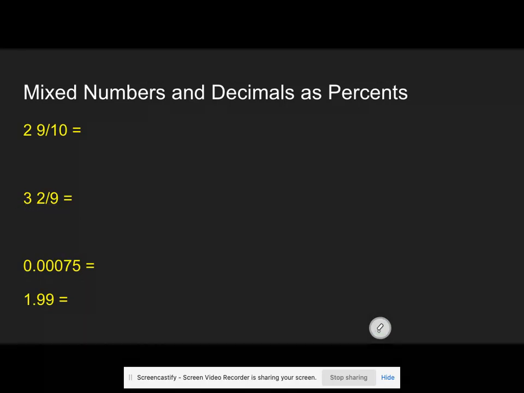I'm going to first put it as a decimal. So I'm just going to say 2 and 9/10ths. Then remember to go from decimal to percent, I move my decimal 2 places to the right, which is like multiplying by 100. So I would do 2 places to get 290%.